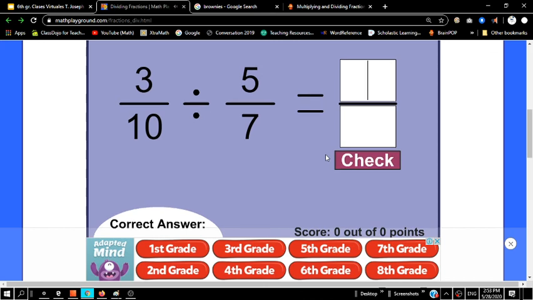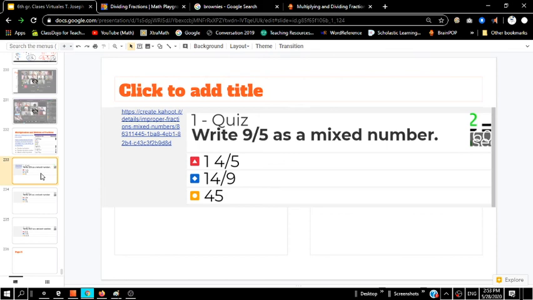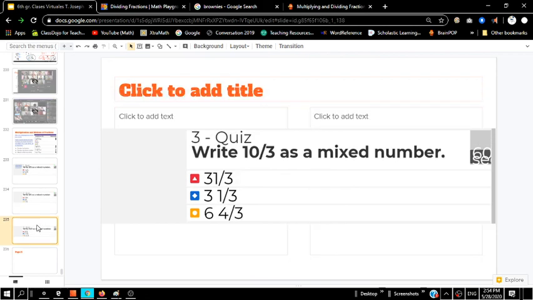So here you go. There's an example of the problem. And then also we played a Kahoot last time, which we will most likely repeat for the next class. Just understanding making improper fractions into mixed numbers. These are a couple of the problems that we will most likely play for next class.